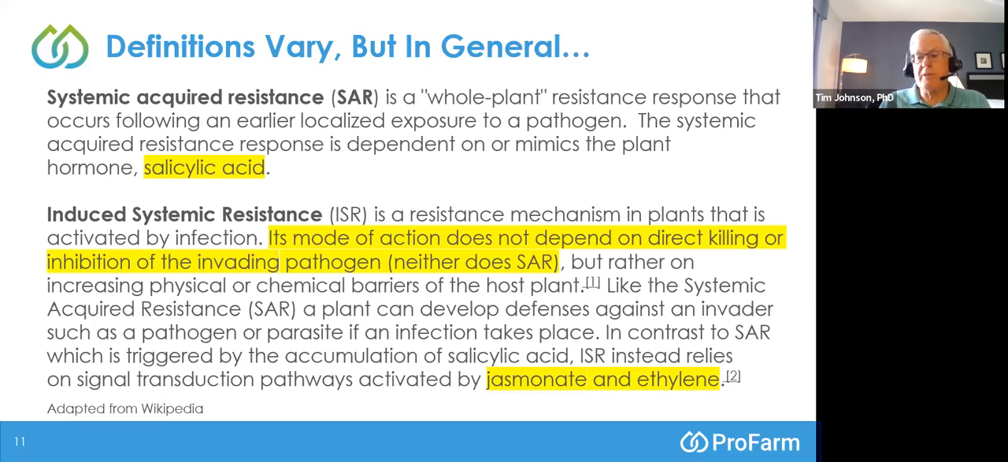ISR is basically the same goal, if you will, but it has a different biochemical pathway. These pathways are typically activated by jasmonate and ethylene, or jasmonic acid and ethylene. So there's a basic difference there in terms of the biochemical pathway, but at the end of the day, they are oftentimes producing the same defensive biochemicals, and sometimes they even share some of the same genes that are triggered.